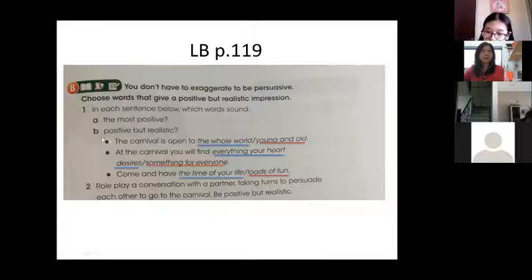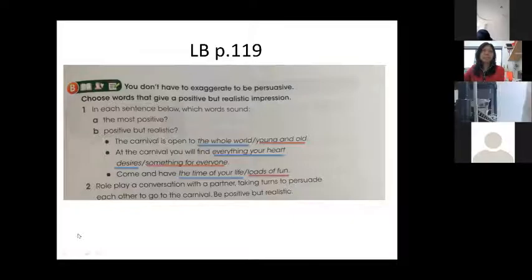For example, the first point here, the carnival is open to the whole world, compared to young and old. So which one is exaggeration and which one is positive but realistic? The whole world is exaggeration and young and old is positive but realistic. Okay, Darren, tell me, why do you think the whole world is exaggeration?